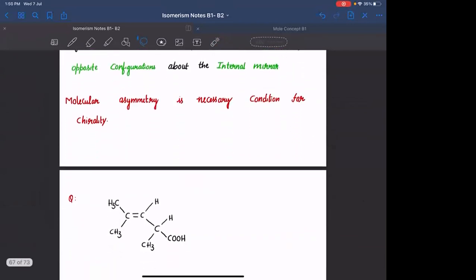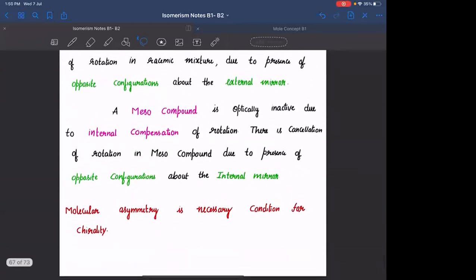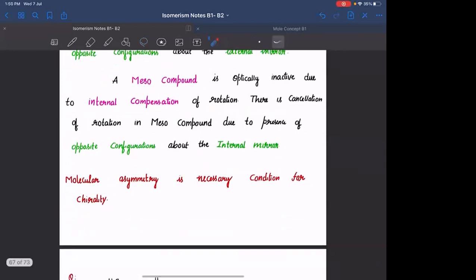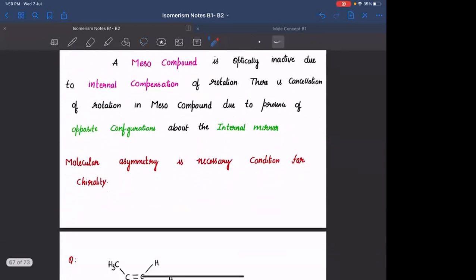Very good. So overall, if you want to judge whether a given molecule will be chiral or not, what you have to see is whether it is symmetric or asymmetric. If it is asymmetric, no one can stop it from being optically active. It will definitely be optically active. Asymmetric is the necessary and sufficient condition for a molecule to be optically active. Clear?